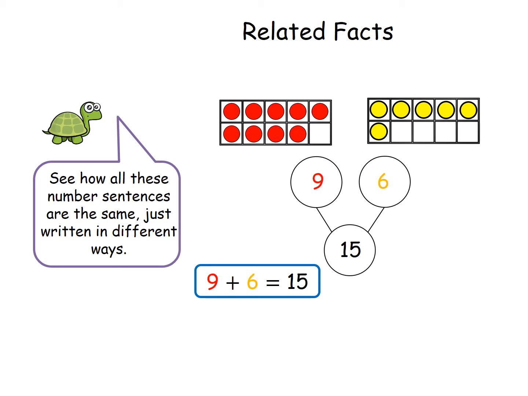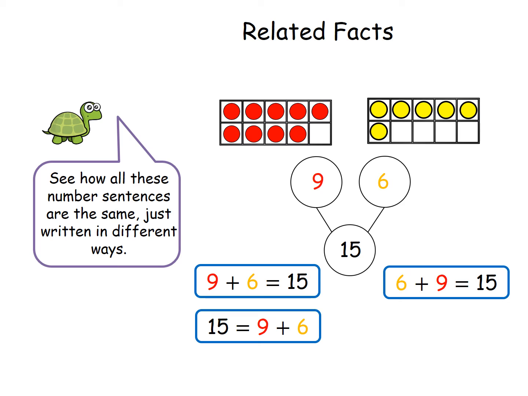So the first one I'm going to go for is 9 add 6. So adding the parts together equals 15. Can I do that addition in a different way? Well done if you said 6 add 9, because again all you need to do is swap the 2 numbers around and the answer will be the same.